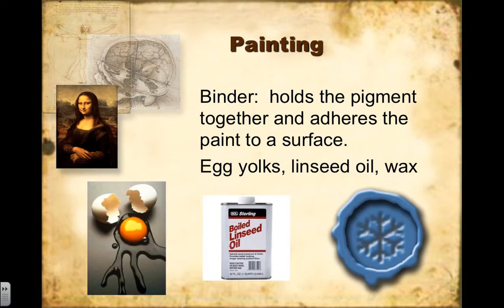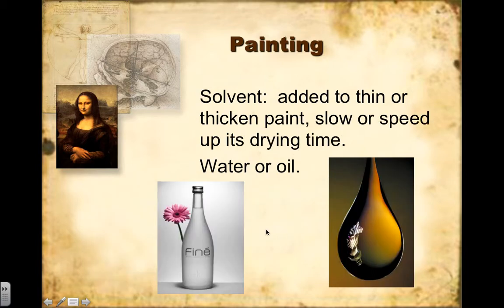So then the binder, and that is what holds the pigment together. It also adheres the paint to a paint surface. So some different binders might be egg yolk, linseed oil, which is here, or wax. A solvent is added to thin or thicken your paint. It also helps slow or speed up the drying time. And some different solvents might be water or oil. And as we go through, you'll learn that different types of paint also have different drying times.